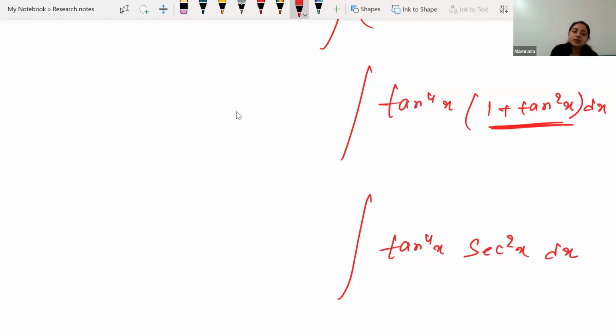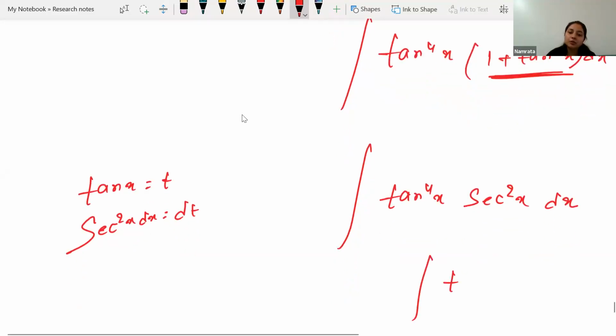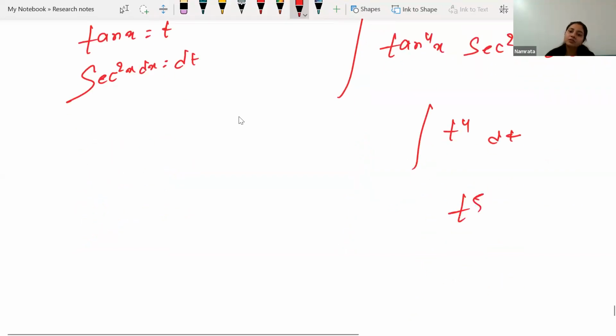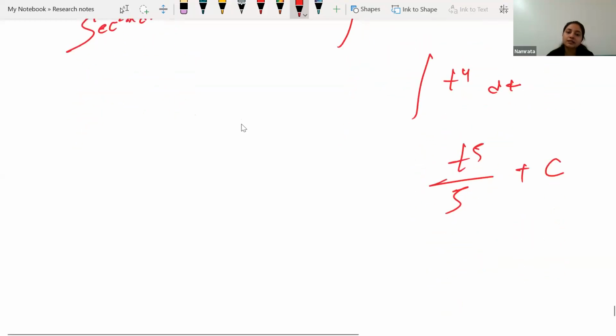What substitution can we take? Obviously, tan x is equal to t. Sec square x dx is equal to dt. So we are having here what? t to the power 4 dt. t to the power 5 by 5 plus c. What is t? t is tan x. So we have tan x to the power 5, that means tan to the power 5x. This is how we can also write it.